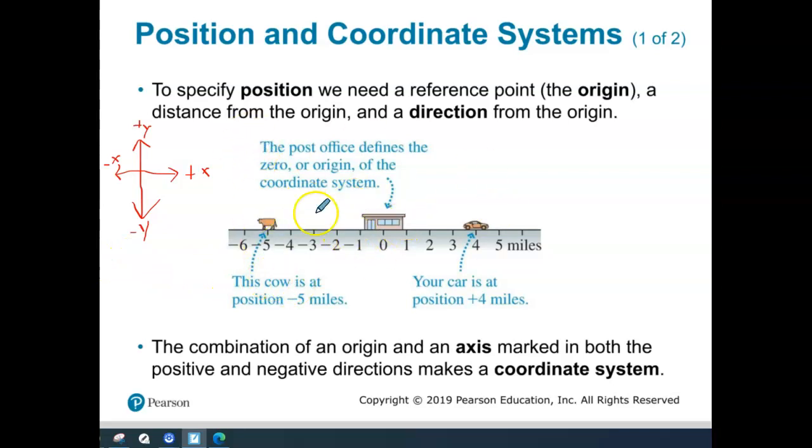So in this example, it says the origin of our frame of reference is at the post office. And we would want to measure objects' locations or positions in reference to that post office. So if you look at this car, the car is positive 4 miles from the post office. It's positive, which means to the right in this frame of reference. So positive is right. That's important. And then the opposite direction is left, which is negative. And this cow is at -5.